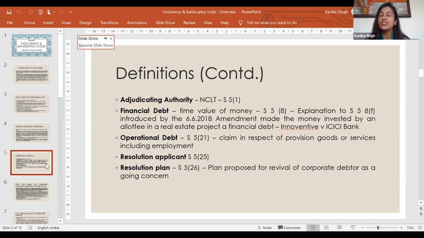The next two definitions are resolution applicant and resolution plan. This we'll come to a little later when I have dealt with the process of how it works, and you'll understand this a little better. Moving on to the next slide.